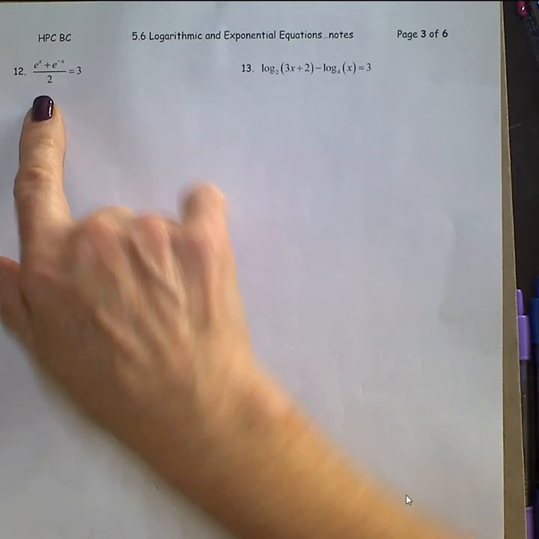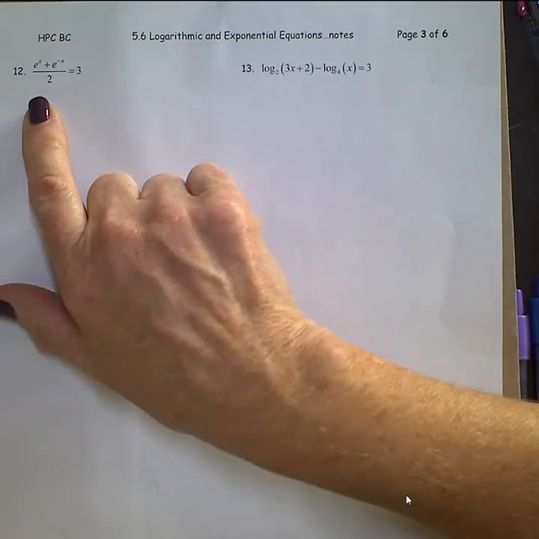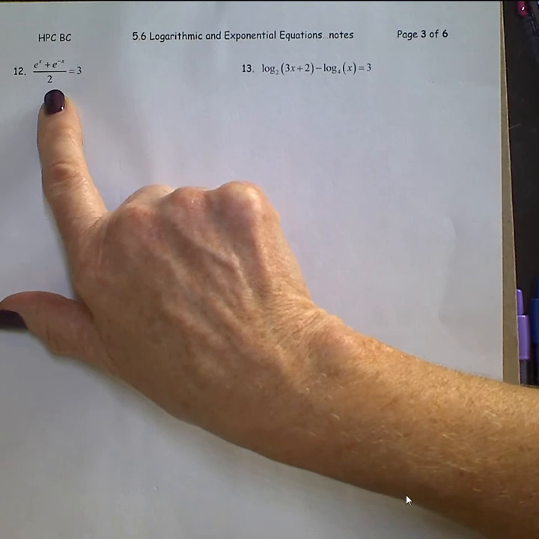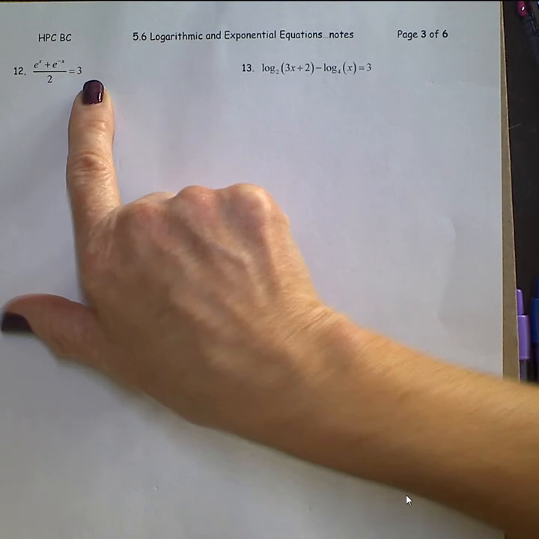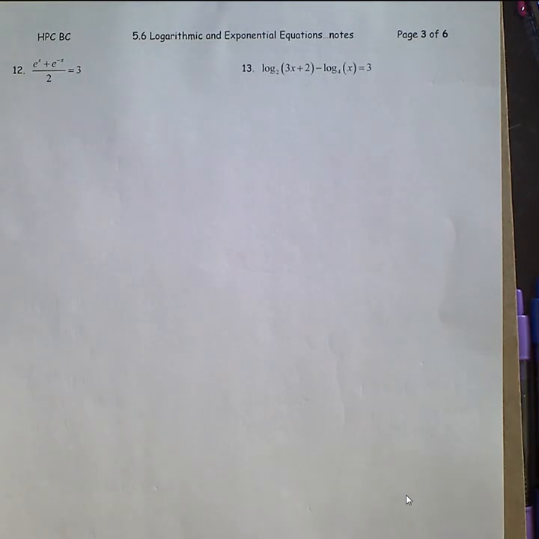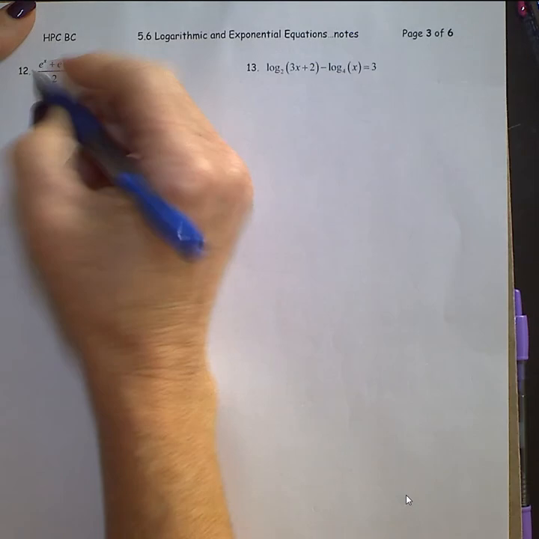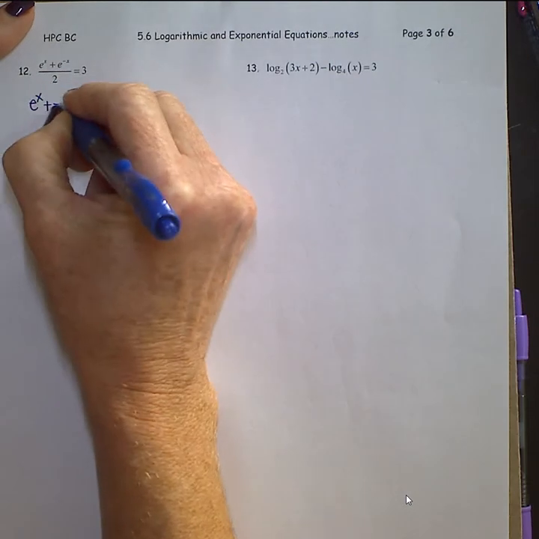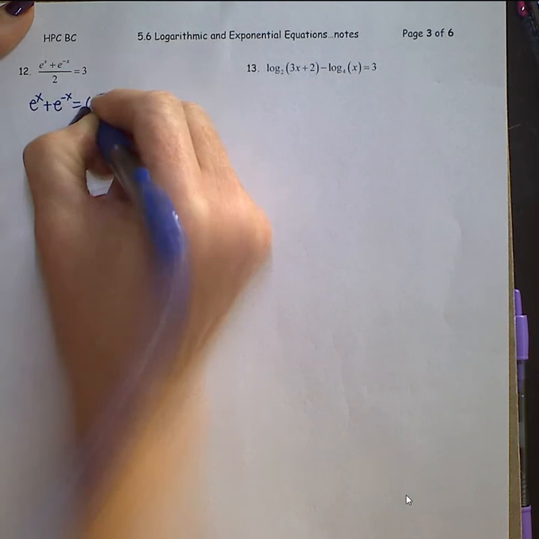And let's do this one. e to the x plus e to the negative x all over 2 equals 3. Okay, first thing. You guys like fractions? No. Most people don't like fractions. Could we multiply by 2 to clear the fractions here? Yeah. All right, so let's multiply by 2 to clear the fractions. And that'll give us e to the x plus e to the negative x equals 6.